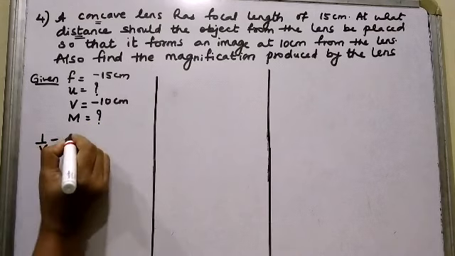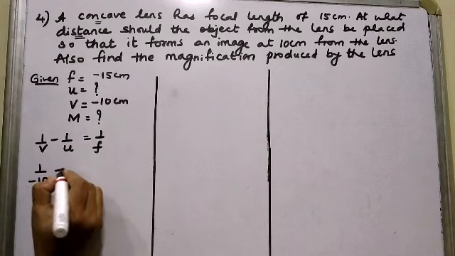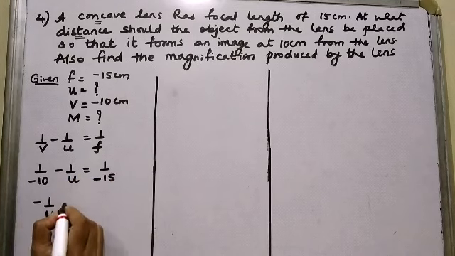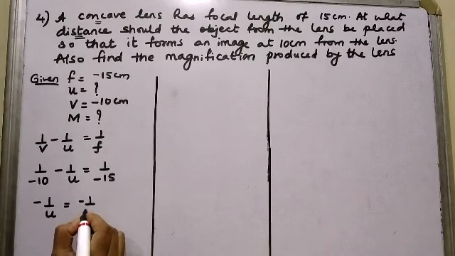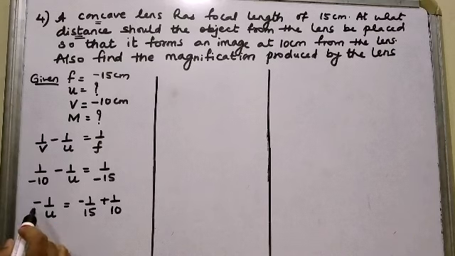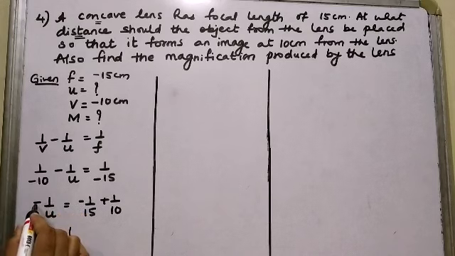We apply the lens formula, 1 by v minus 1 by u is equal to 1 by f. 1 by v is minus 10, minus 1 upon u is equal to 1 by f, which is minus 15. So minus 1 upon u will be equal to minus 1 upon 15, and minus 1 upon 10 will be shifted to the right hand side to get plus 1 upon 10. To remove the minus sign from 1 by u, I multiply by minus 1 on both sides. So we get 1 by u is equal to plus 1 upon 15 minus 1 upon 10.